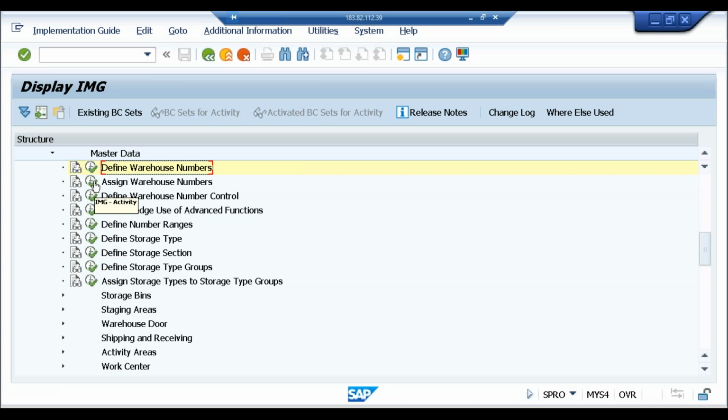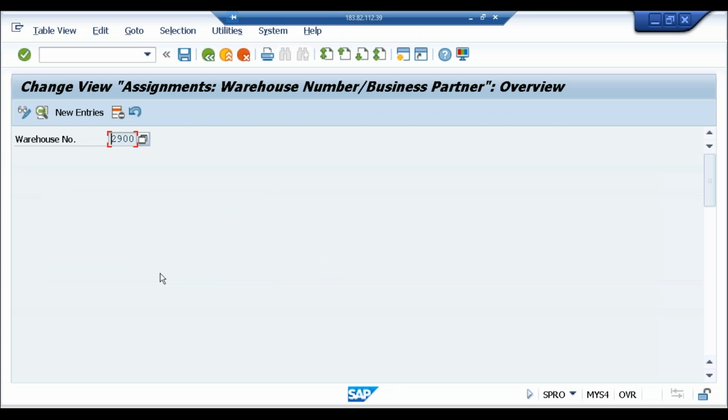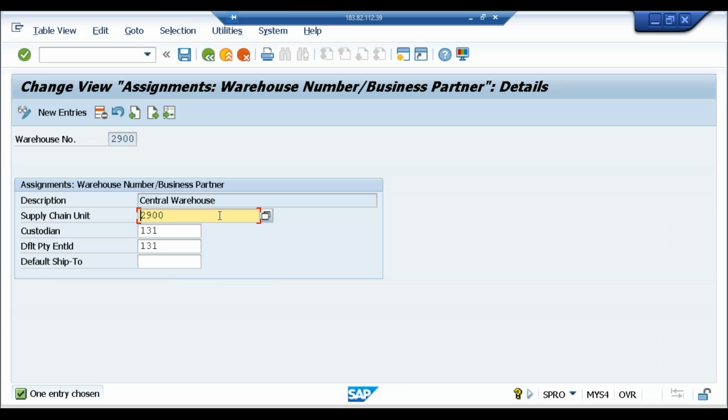Then further we'll be assigning the warehouse number mainly to a supply chain unit. Supply chain unit is a master data which will have the information related to the time zone and the address where exactly the particular warehouse is located. That's why it is a master data. I'll show you that slide.